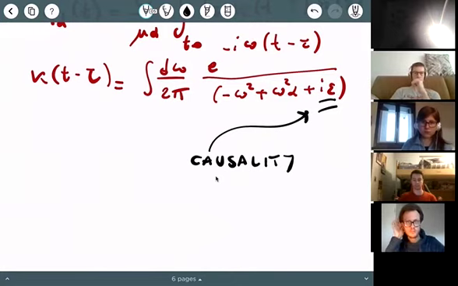Well, the problem is that what you're dealing with is an integral that is in principle divergent, because you see, when you integrate this frequency from minus infinity to infinity, your omega will hit this singularity here.